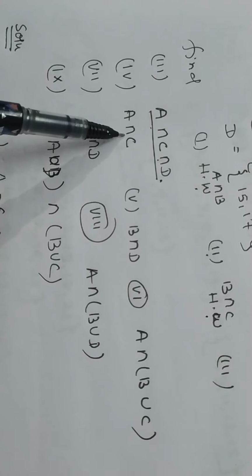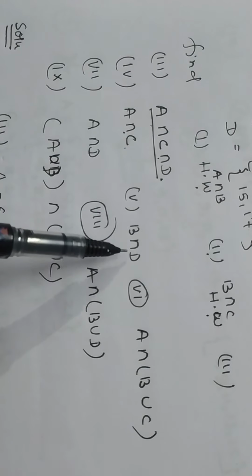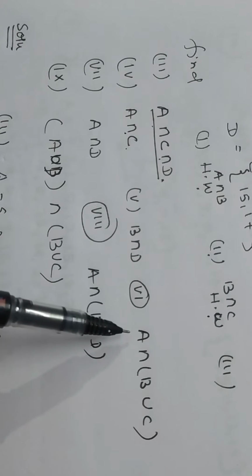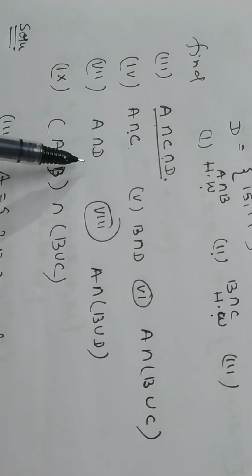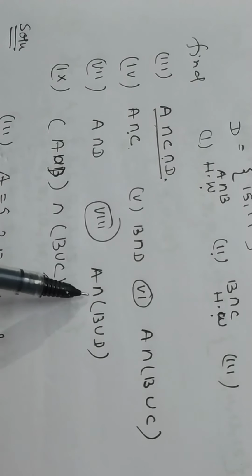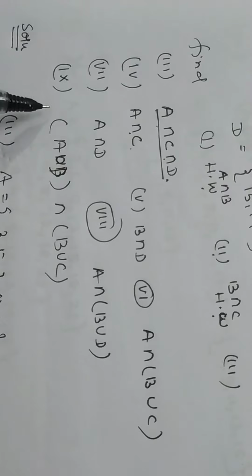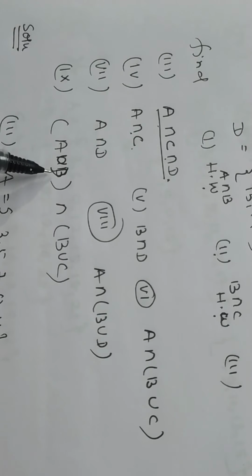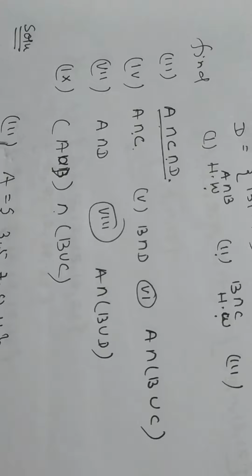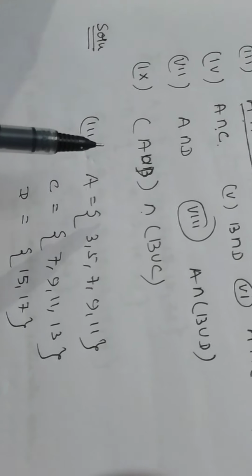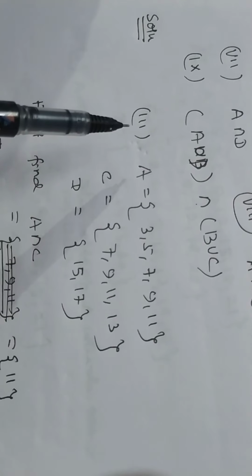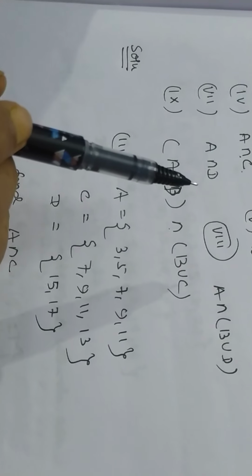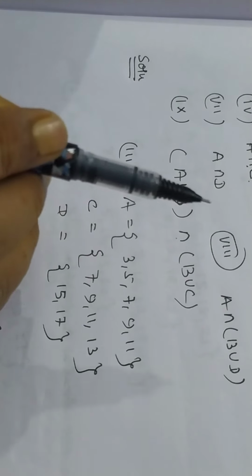Now problem number 4, A intersection C. Problem number 5, B intersection D. Problem number 6, A intersection B union C. Problem number 7, A intersection D. Problem number 8, A intersection B union D. And problem number 9, A intersection A union D intersection B union C. Now, here I want to solve some problems, not all problems. The problems which we will not discuss here are for your homework.